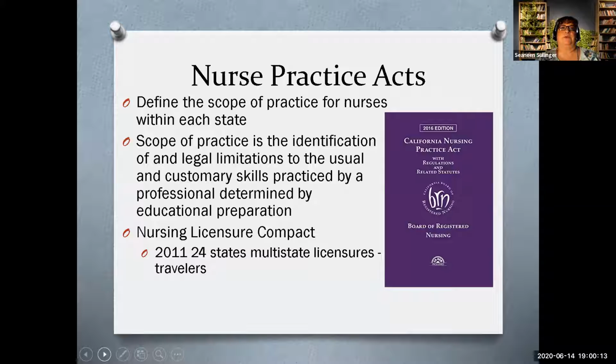And then in 2011, for nurses specifically, there's something called the Nursing Licensure Compact. There are 24 states that agree that if you're licensed in one state, then you're licensed in another. You still have to apply for your license, but you don't have to take an exam to become licensed in that state. So it's really good to get licensed in California because that carries over to a lot of other states.